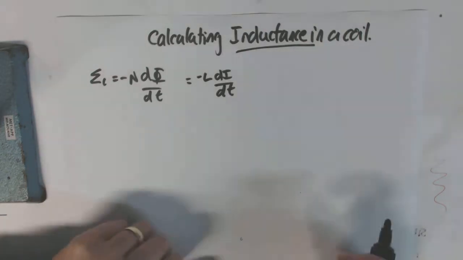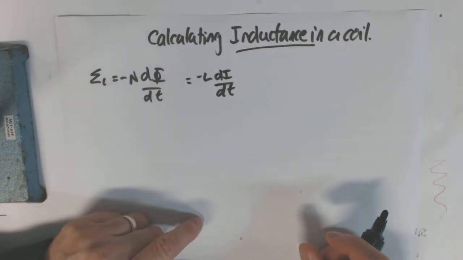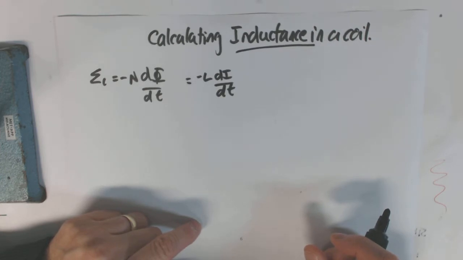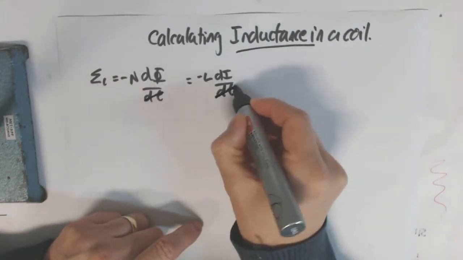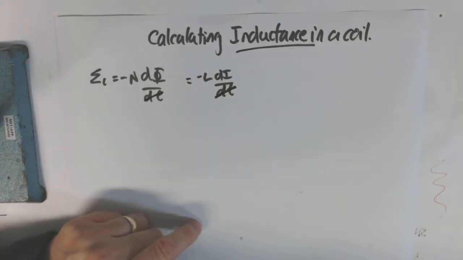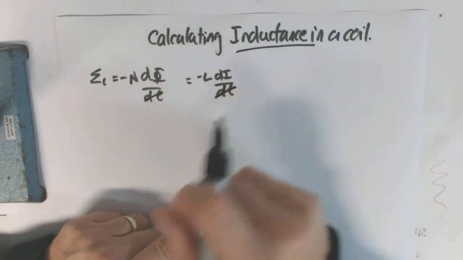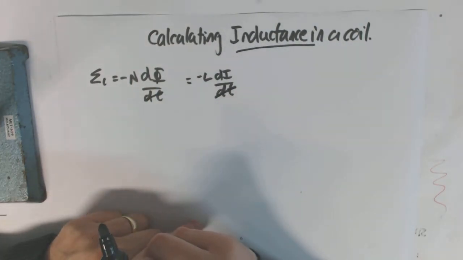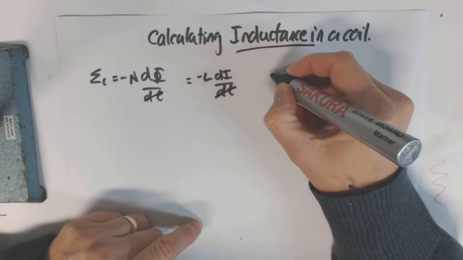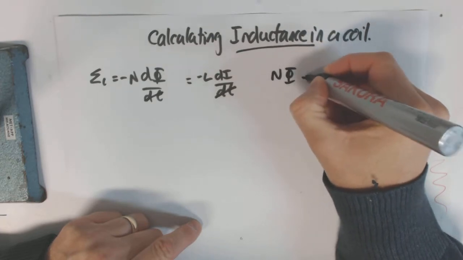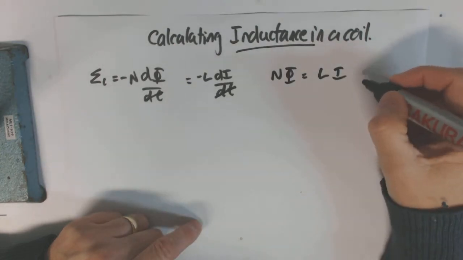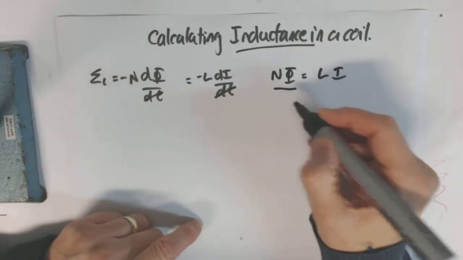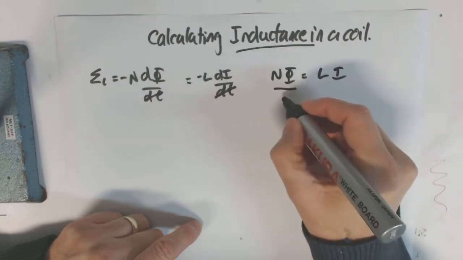If we look at this, I'm going to do some things now that I'm not going to prove, but in calculus we wouldn't just do it like this, or maybe we would. We'll just cancel out the dt's, and what we can end up doing is saying that N dflux equals L di, and actually we can end up saying N flux equals Li, or L equals N flux over current.